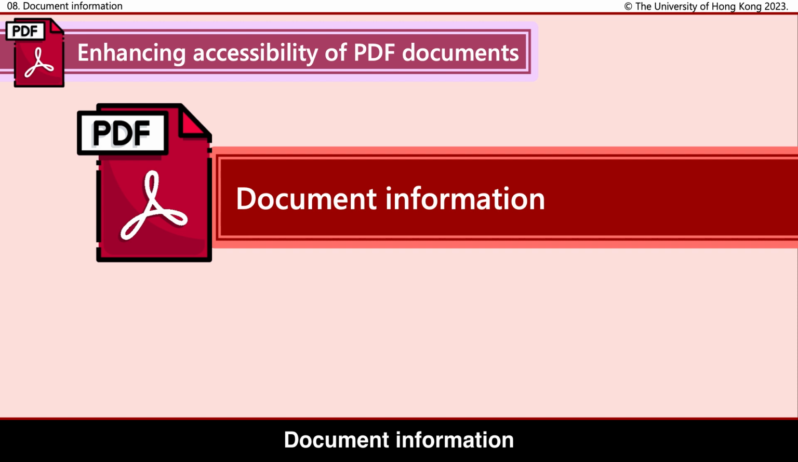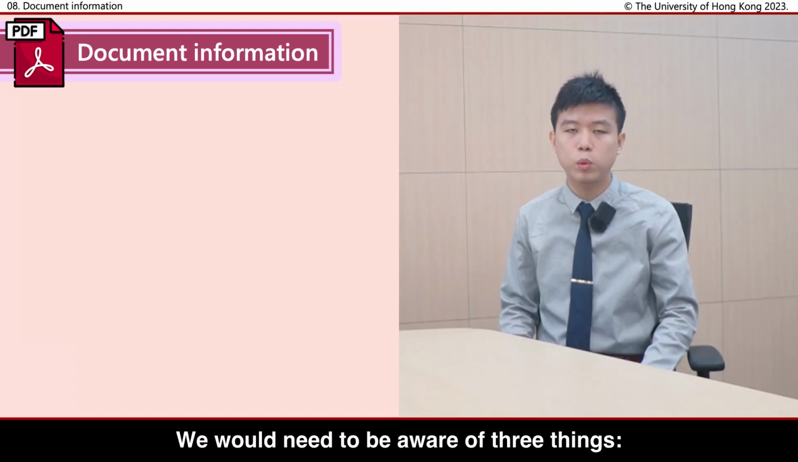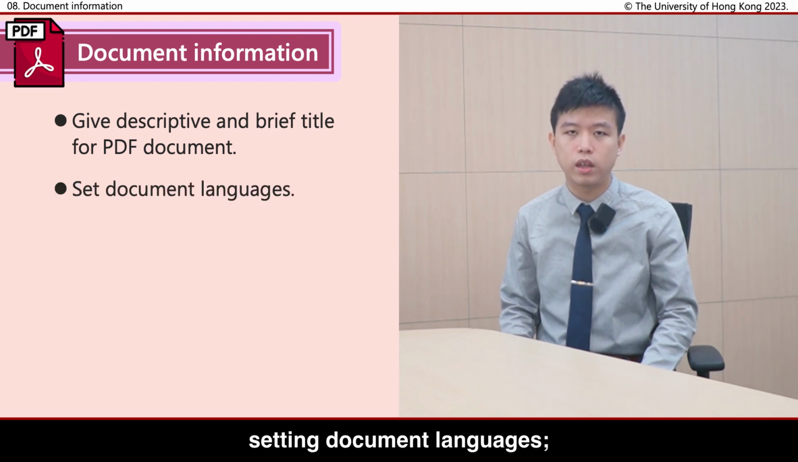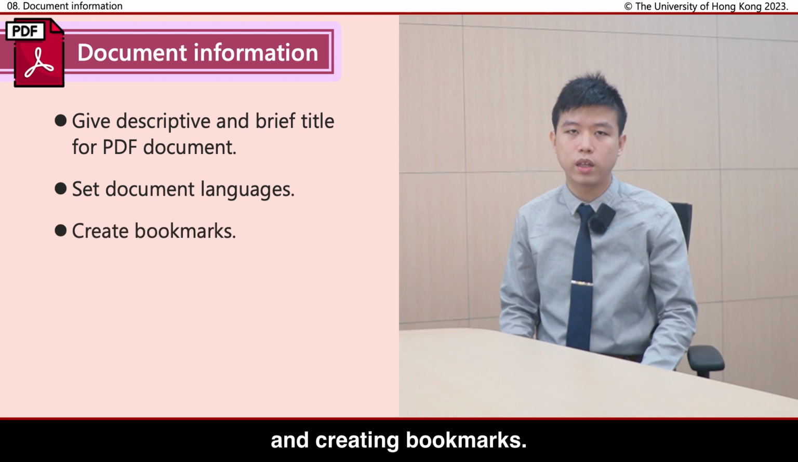Document information. We would need to be aware of three things: giving descriptive and brief title for PDF document, setting document languages, and creating bookmarks.